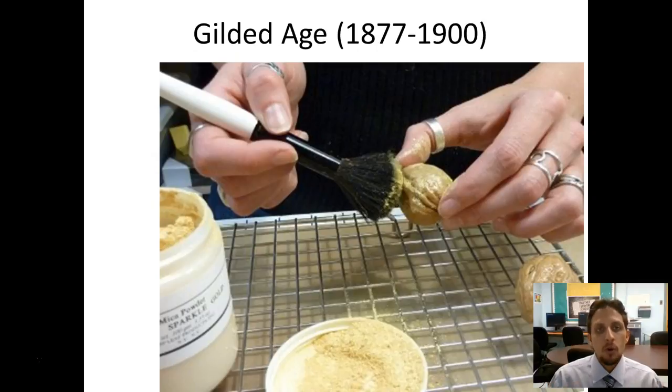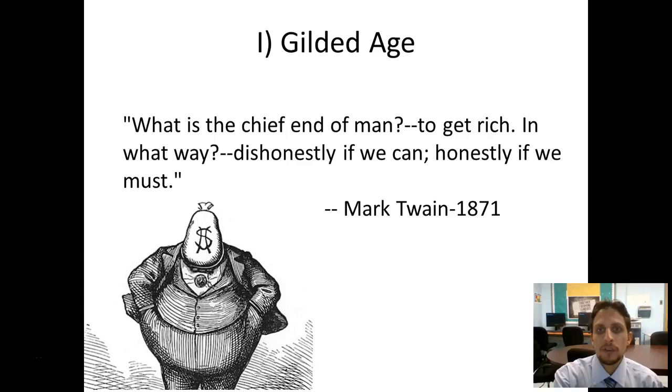So this term, the Gilded Age, is a term that sticks, and it's also a term that is used to define this industrial age, because, like I said, not everybody is benefiting from it. When you look at this quote from Mark Twain, it gives you some insight. He's a product of this time period where people are getting exorbitantly rich and they're seeing dishonesty in their business practices. So he says, what is the chief end of man? To get rich. And in what way? Dishonestly if we can, and honestly if we must.